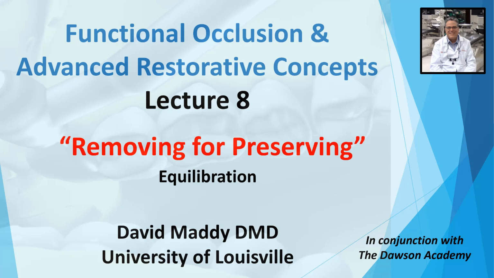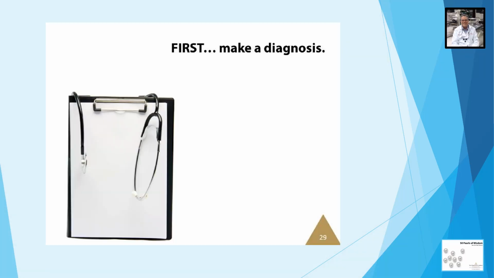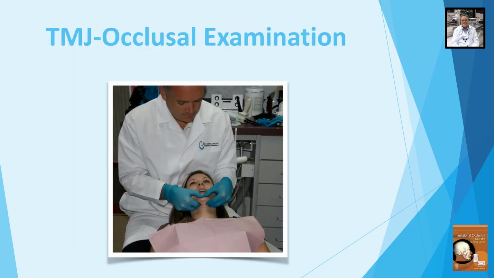This is lecture number 8 in the series that I title Removing for Preserving, Equilibration. Before we can begin to have any kind of conversation of treatments with the occlusion, we must first start with a diagnosis. And to get the diagnosis, it begins at our first meeting when we do our TMJ occlusal examination.